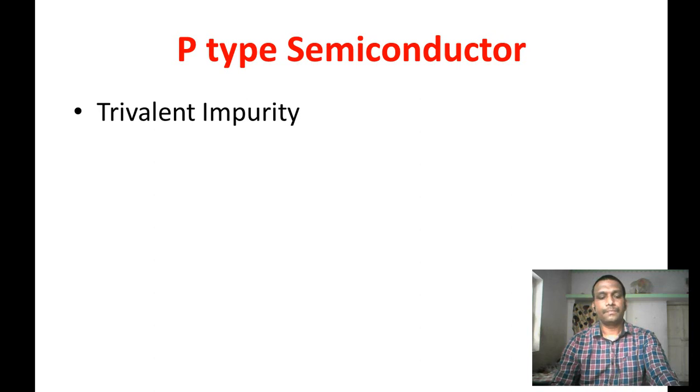That means in the extrinsic semiconductor, one element is present in the material, and this element has 3 electrons in the outer orbit. These elements are used to add impurities to that semiconducting material, and because of that, the p-type semiconductor material is formed.